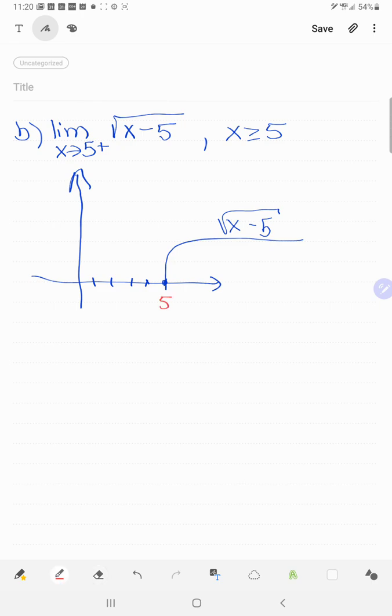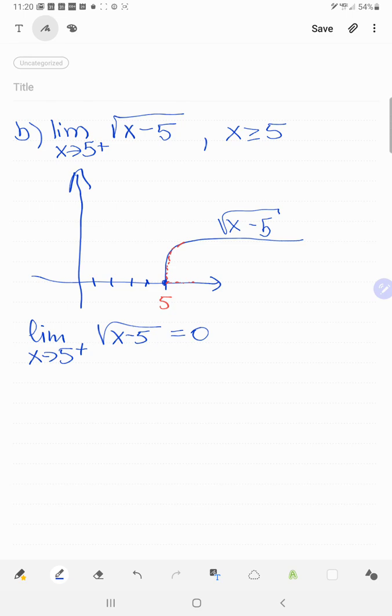So if we follow the function, as x approaches 5, so we're going this way on the x-axis, how is the y value behaving? We're seeing that we get closer and closer to 0 from the right side. So we can just write down that the limit as x approaches 5 from the right of the square root of x minus 5 is 0.